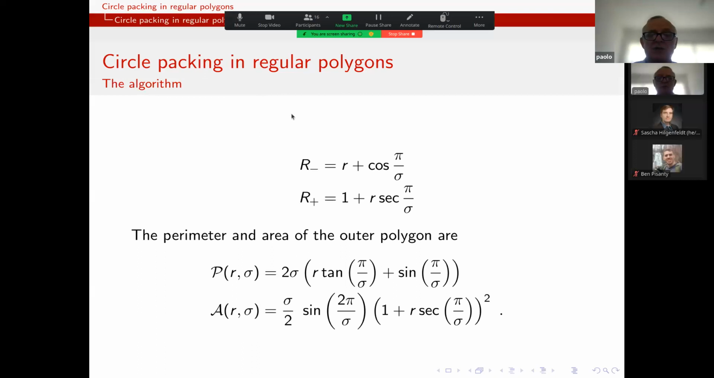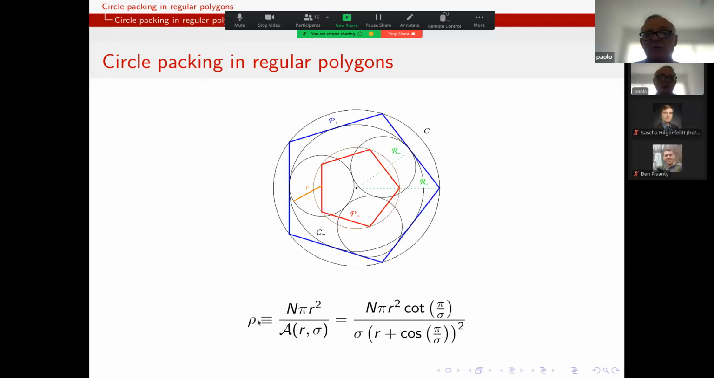So essentially, you can work out all the geometric properties of your domain. Sigma is the number of sides of your polygon. R minus and R plus are the apothem and the circumradius of the polygon. You can work out the perimeter and the area, and essentially you end up with this kind of construction. This is actually the best, the optimal packing of 3 congruent disks inside the regular polygon.